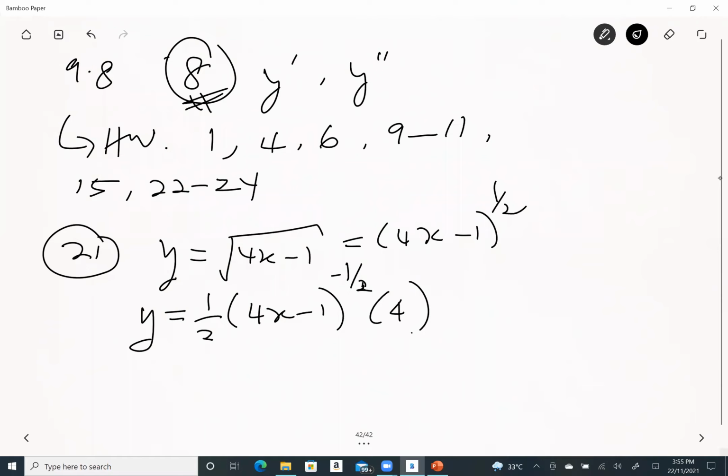It's the u, remember u to the power of n. So that is the derivative of the terms in the bracket, 4x minus 1, that is 4. So we got 2. So now, nicely, I got 2 times 4x minus 1 to the power of negative half. Oh, sorry, that is y prime. All right. So now you take the second derivative of y prime.